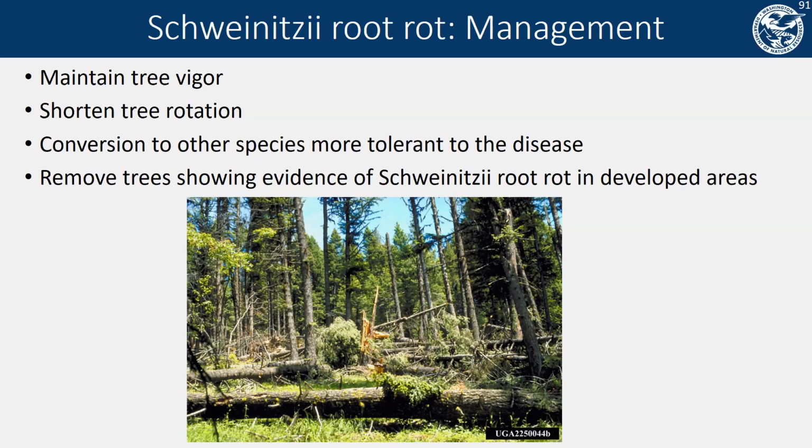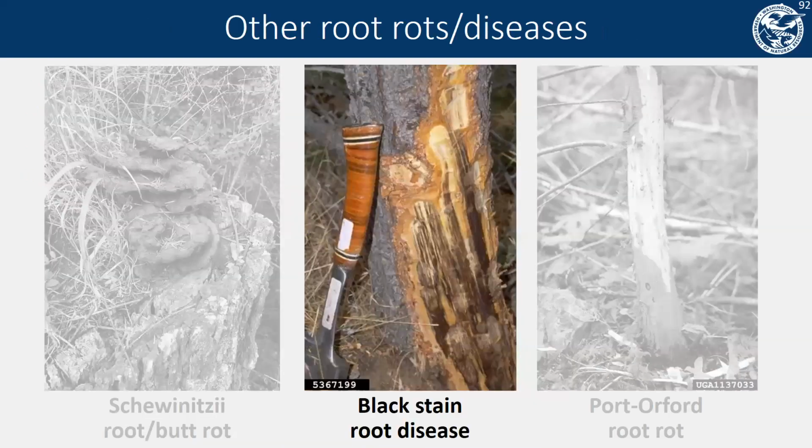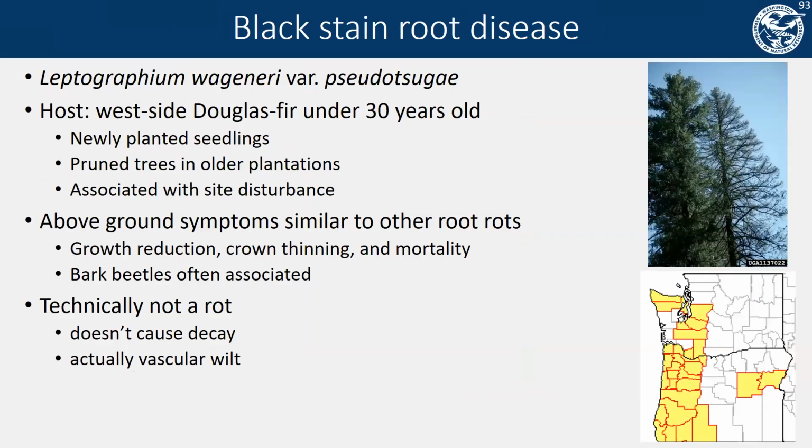So that's Schweinitzii. Moving on, we're going to be talking next about black stain root disease, which is a fun one to talk about. This is caused by the fungus Leptographium wagnerii. Today we'll be talking about the variety Pseudotsuga. There is also another variety of this pathogen, ponderosum, which impacts ponderosa trees on the east side, but today I'll just be focusing on Pseudotsuga, which impacts Douglas fir trees on the west side.